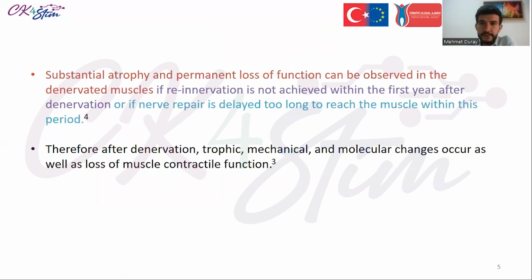If reinnervation after the injury is not achieved in the first year, or the reinnervation process is delayed too long, substantial atrophy and permanent loss of function can be observed. These are very negative consequences, but sometimes they can be seen. So after denervation, not only loss of muscle contractile function is seen, but also trophic, mechanical, and molecular changes occur.